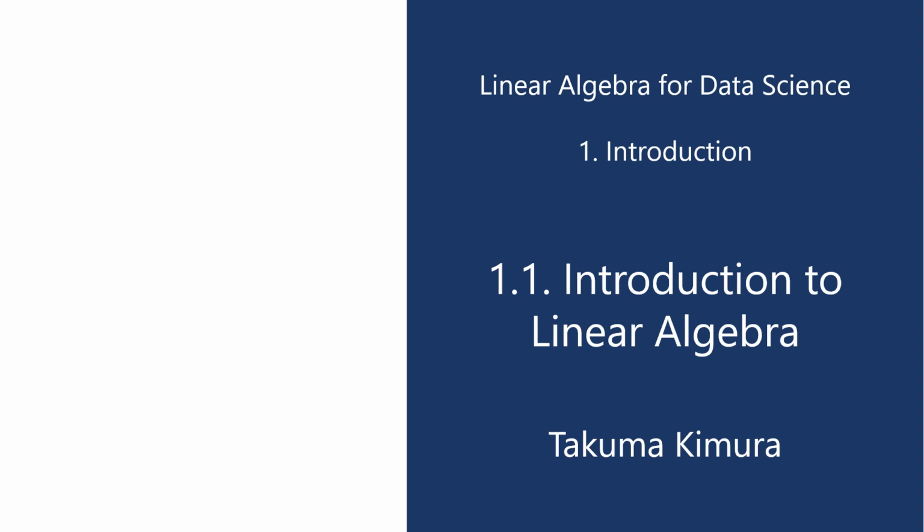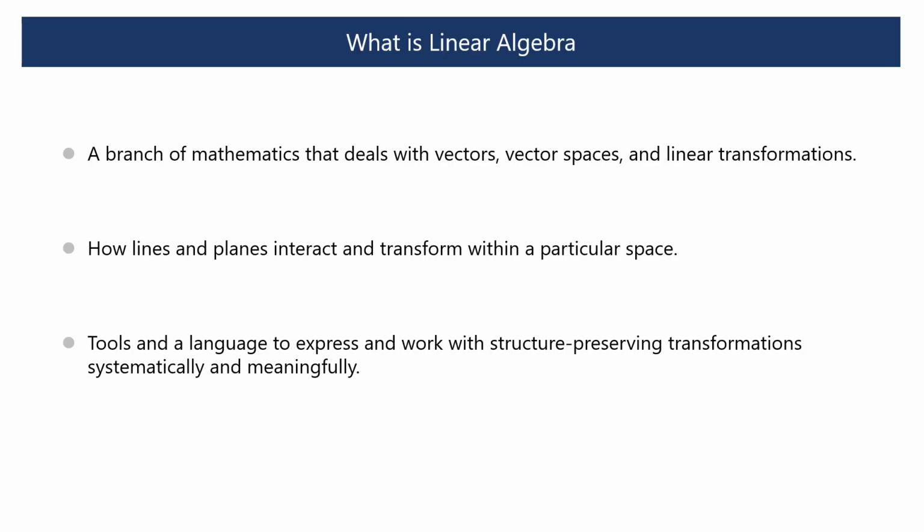First, let me introduce what linear algebra is and why it is important. Linear algebra is a branch of mathematics that deals with vectors, vector spaces, linear transformation, and more. Linear algebra studies how lines and surfaces interact, move, and transform in space. Linear algebra is widely applied to the practice of data science. Learning linear algebra will give you a deeper understanding of many concepts in data science.